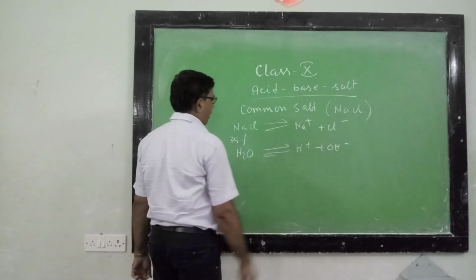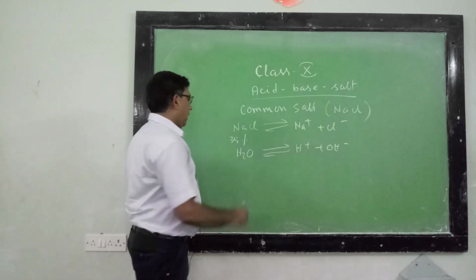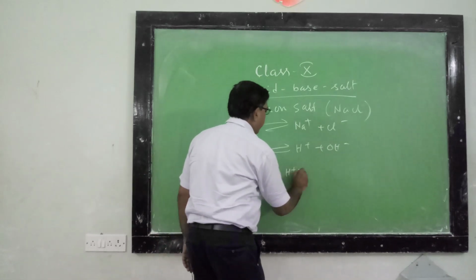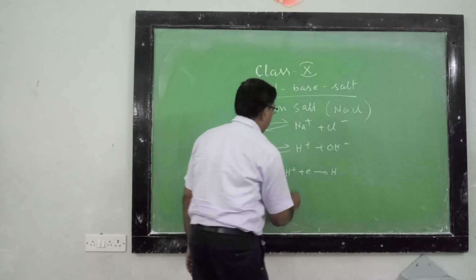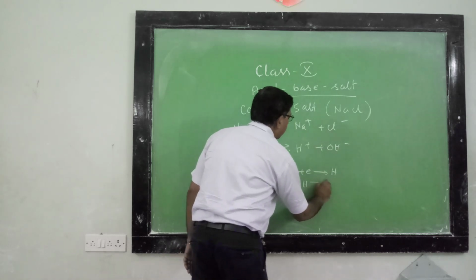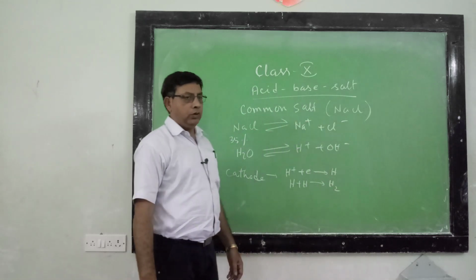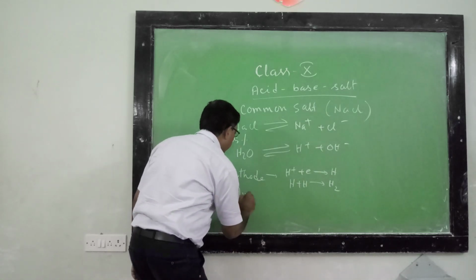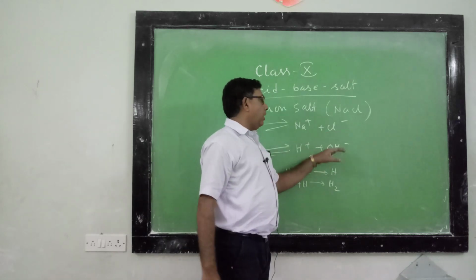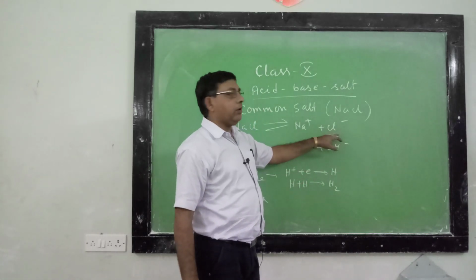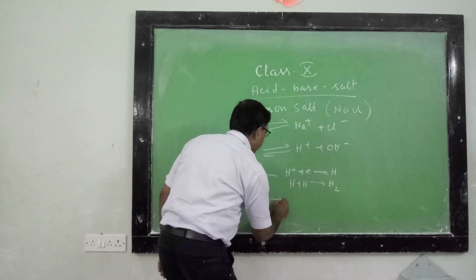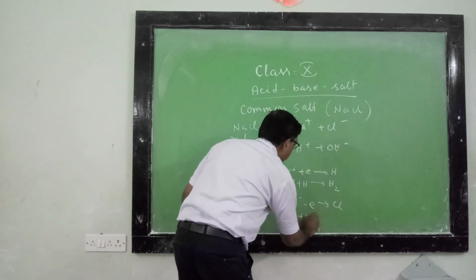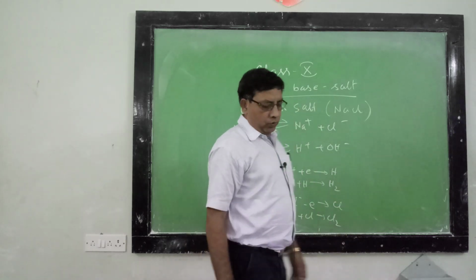Now among the two cations, sodium ion and hydrogen ion, the H+ ion migrates to the cathode. So what will be the reaction at the cathode? H+ accepts one electron to form a hydrogen atom, and two hydrogen atoms combine to form a hydrogen molecule. So the product at the cathode is hydrogen. What is the product at the anode? At the anode, between chloride ion and OH- ion, due to the higher concentration of chloride ion, it migrates towards the anode, loses one electron to form a chlorine atom, and two chlorine atoms combine to form chlorine gas.